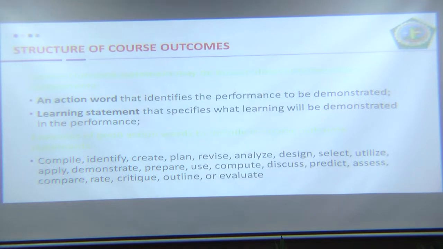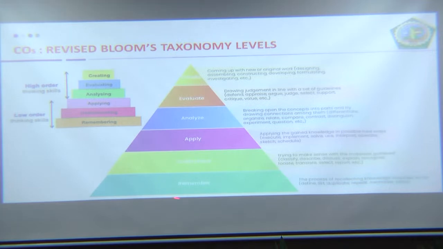Corresponding to each category of level that I talked about, lower order and higher order, certain verbs are predefined. Certain verbs are there which we should incorporate, that will help us in designing course outcomes. You see here, when you frame a course outcome related to the remember level, certain verbs are there: define, list, duplicate, repeat, memorize, state. If we make a course outcome related to this lowest level, we call it L1, L2, L3, and this is H1, H2, H3. Lower order thinking skills are L1, L2, L3, and higher order thinking skills are H1, H2, H3.